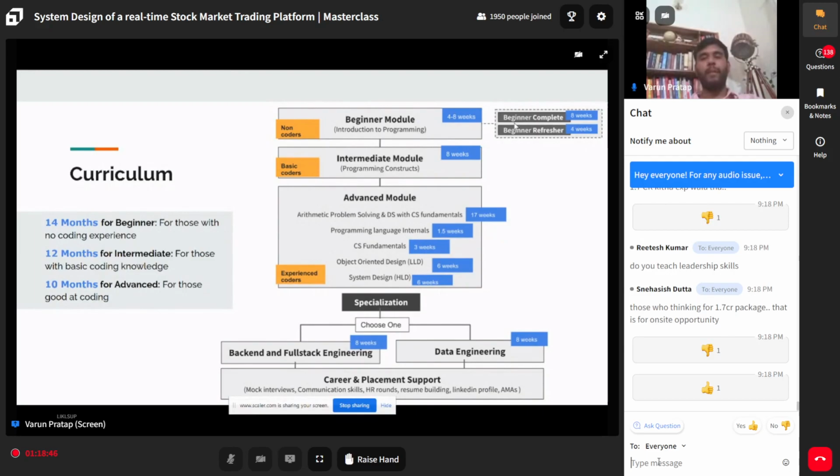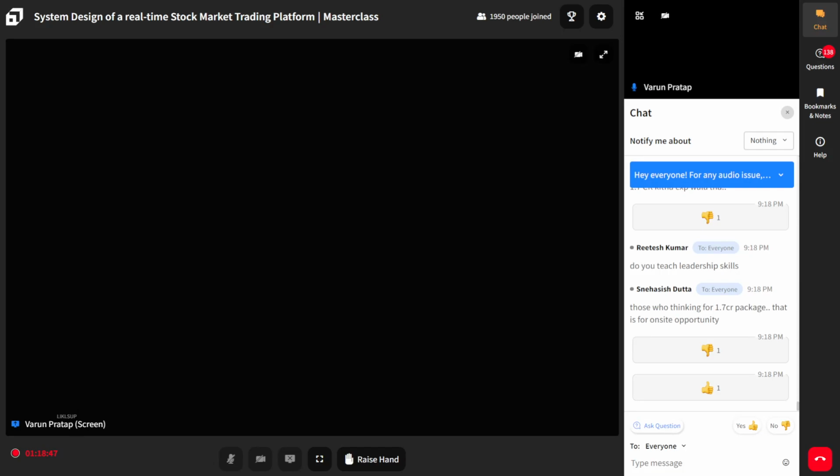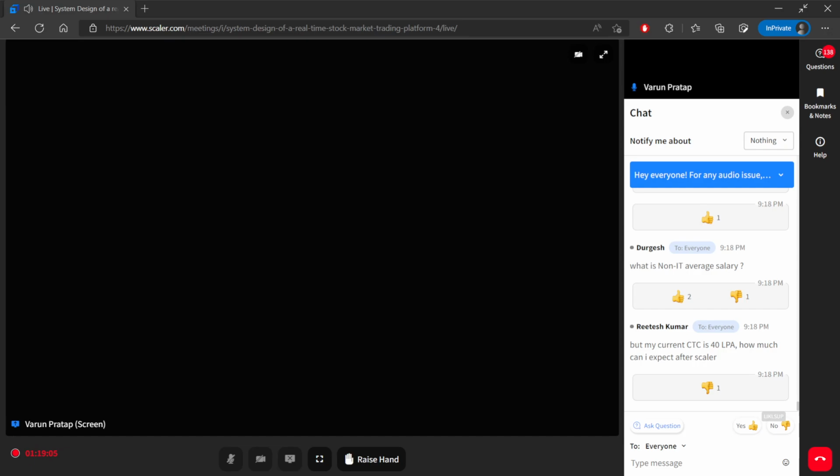That also has two parts, beginner complete and beginner refresher. Basis your background, if you are coming from zero, no coding background, I recommend beginner complete. Or if you have had some previous experience in beginners, there's a refresher part that you can join. Then for people who have some basic coding knowledge, they have the intermediate module. Advanced module is again for the folks I told you about who are already software engineers, software developers. So they can quickly join the advanced module.